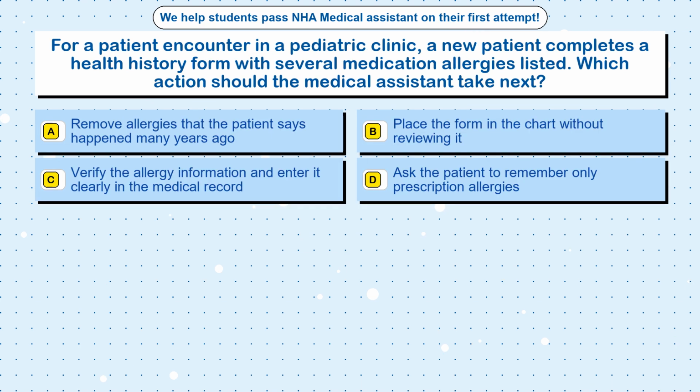Question 88. For a patient encounter in a pediatric clinic, a new patient completes a health history form with several medication allergies listed. Which action should the medical assistant take next? Option A, remove allergies that the patient says happened many years ago. Option B, place the form in the chart without reviewing it. Option C, verify the allergy information and enter it clearly in the medical record. Option D, ask the patient to remember only prescription allergies.